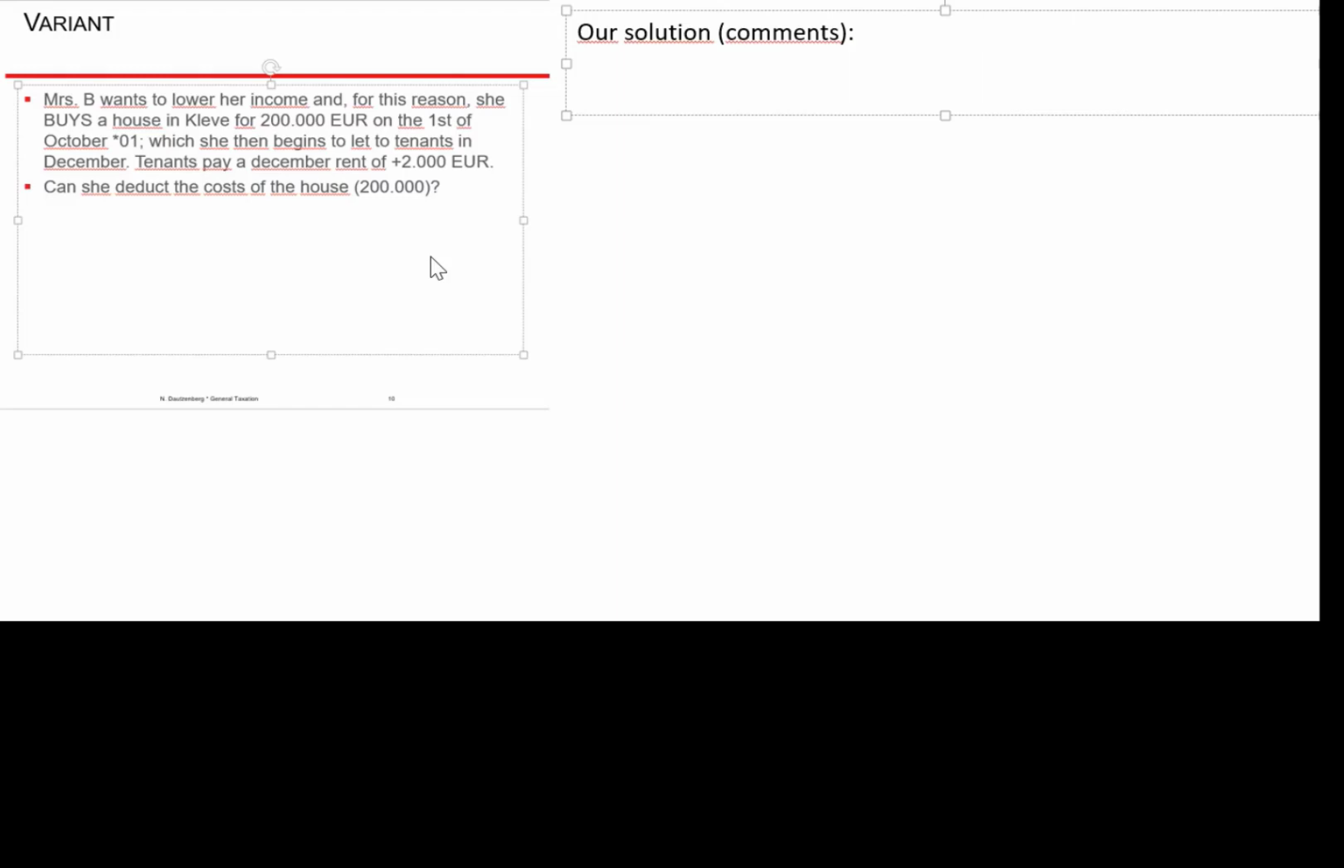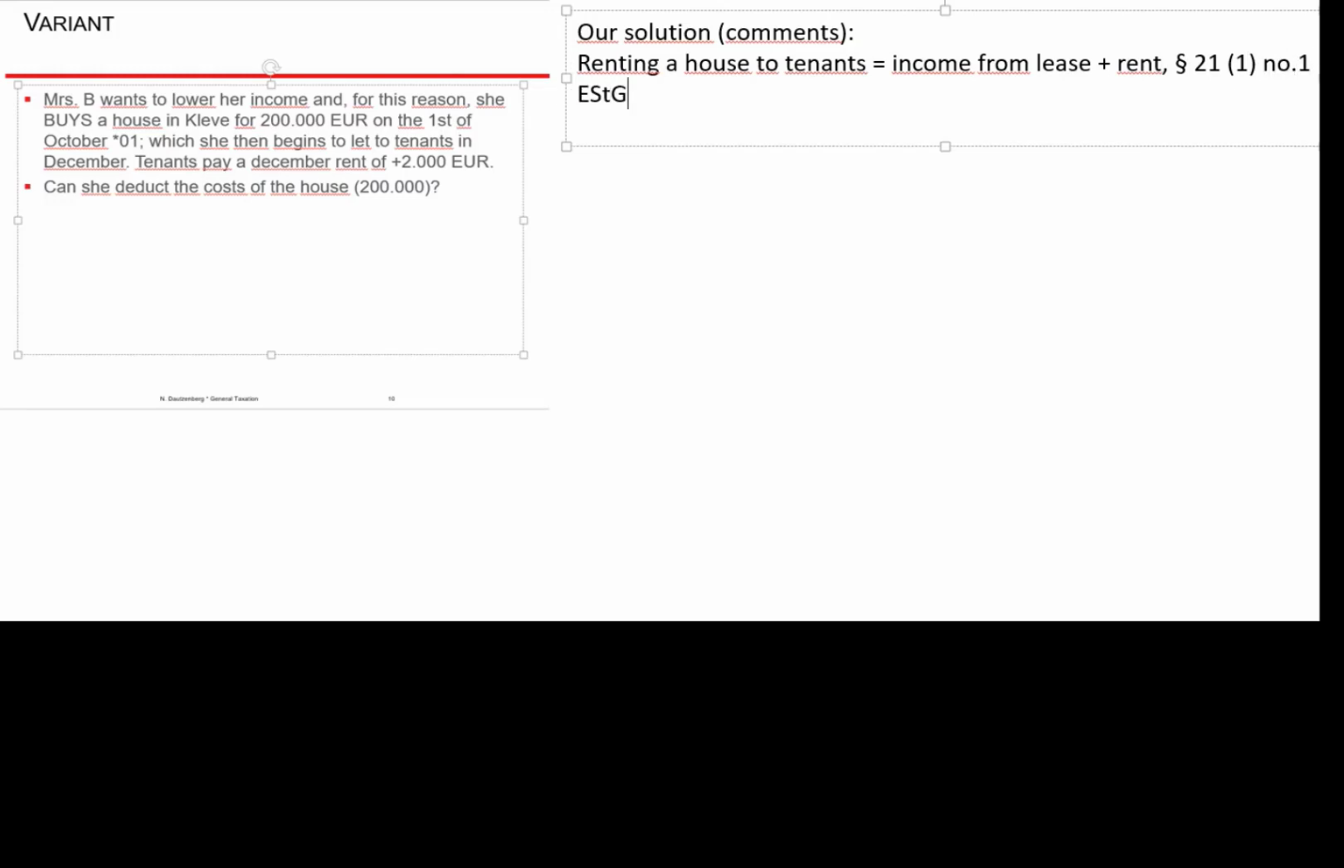So on the 1st of December 01, she buys a house. Now she has the nice idea that she wants to deduct the cost of the house. So evidently that will have to be checked now. So, renting a house to tenants. First, let's think about the type of income, as I always recommend to you. That's income from lease and rent under German law, paragraph 21, number 1 ESDG, because it's immovable property.